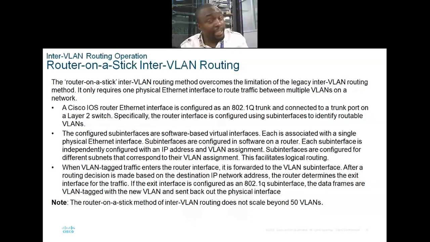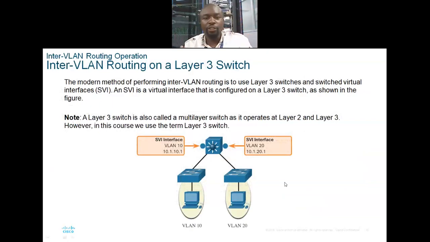Router on the stick on the other side also requires a router, but all you need is one physical router and then multiple sub-interfaces on that particular physical router. Now, the third method is called inter-VLAN routing on a layer 3 switch.